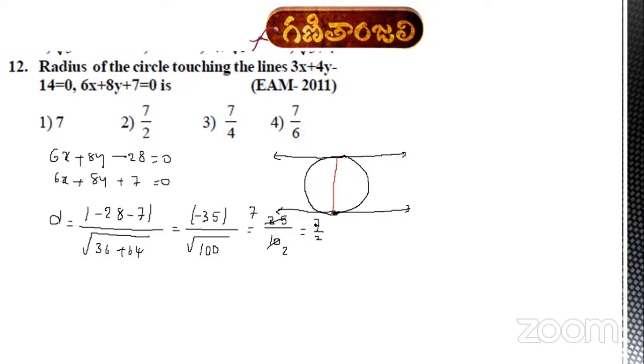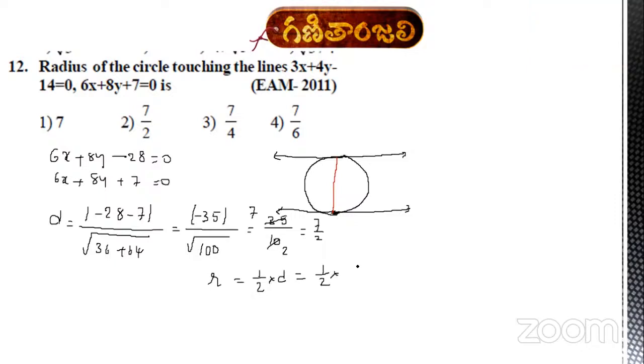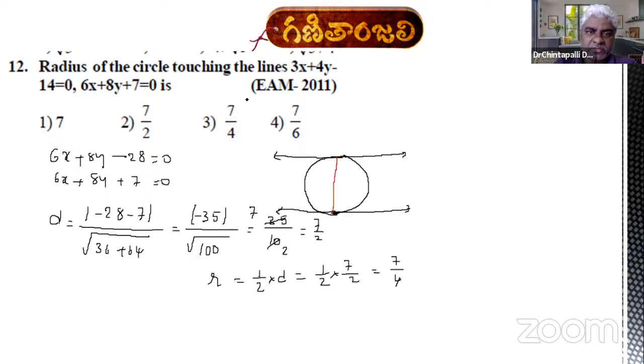So it is the diameter. If the diameter is 7 by 2, the radius is equal to half of the diameter, half into 7 by 2, which is 7 by 4. Option 3.